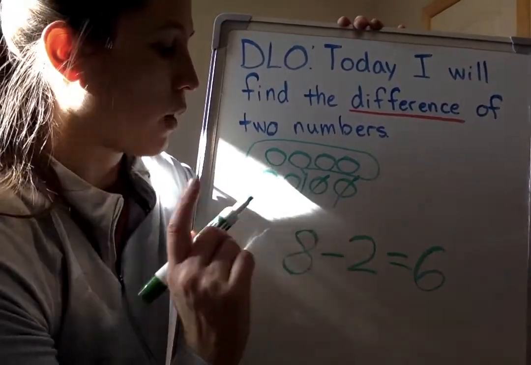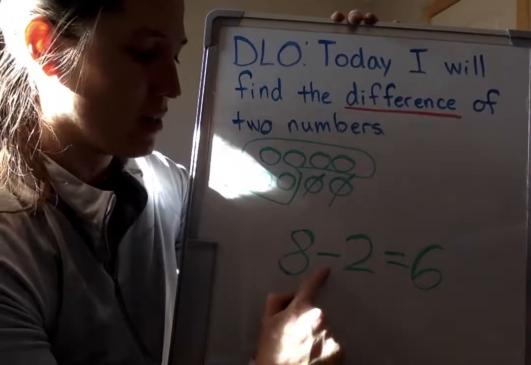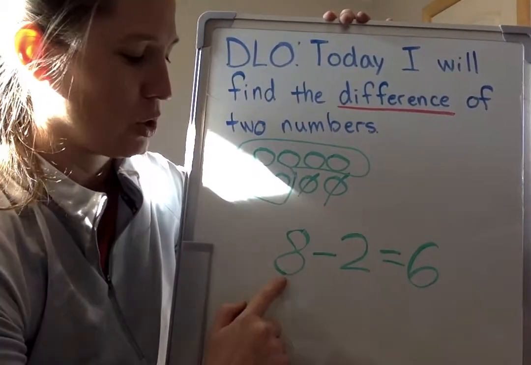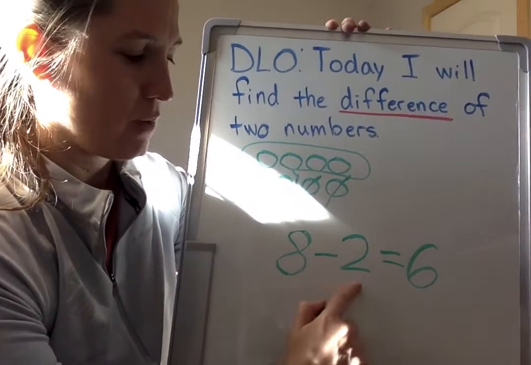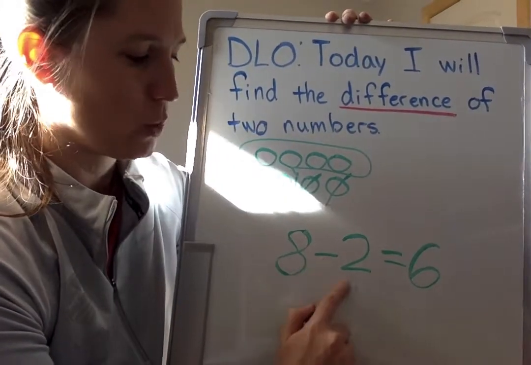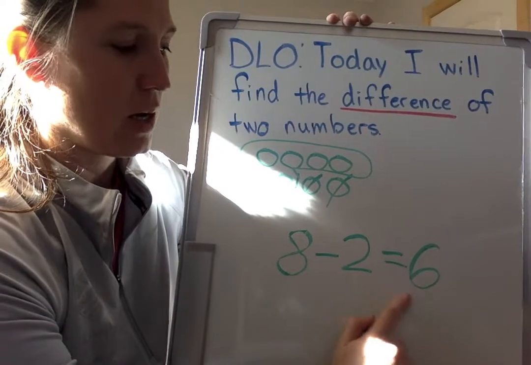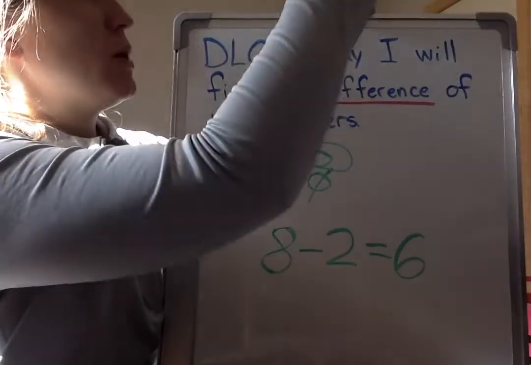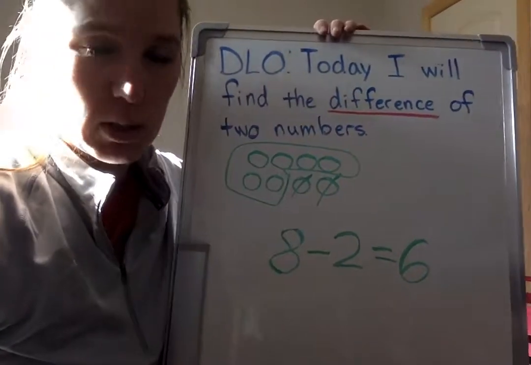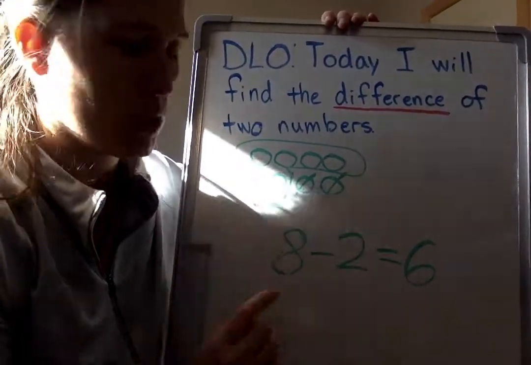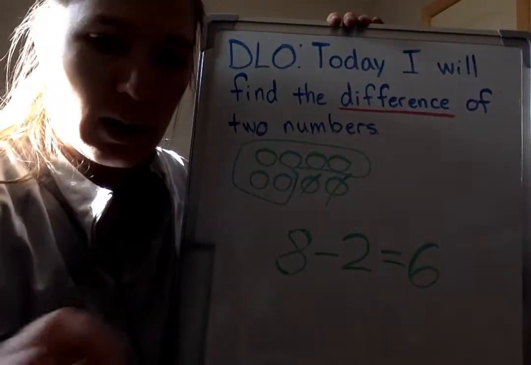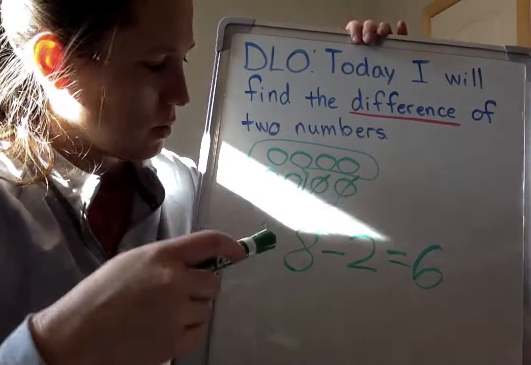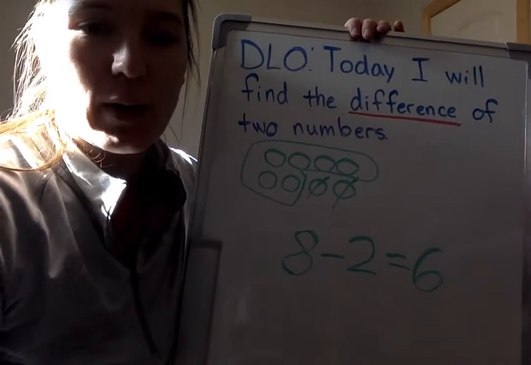Okay, so let's read our equation. 8 minus 2 equals 6. I started with 8 cookies. I gave 2 away to the dog, so we're subtracting. So then I have 6 left. That is my difference. So now it will be your turn to listen to the stories in your book, draw the pictures, and write your equations. Okay, now it's your turn.